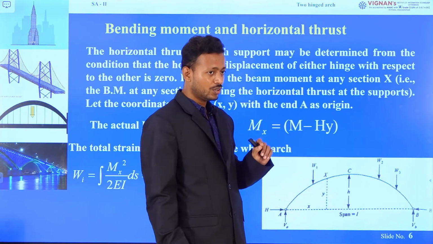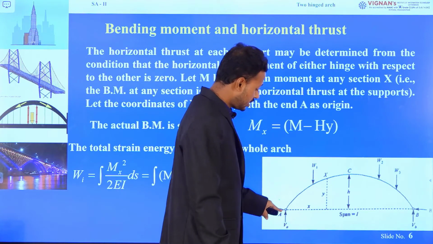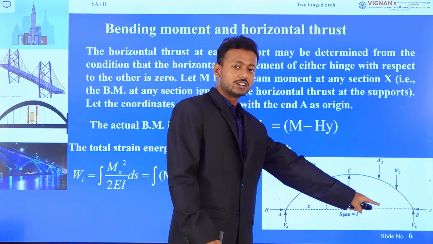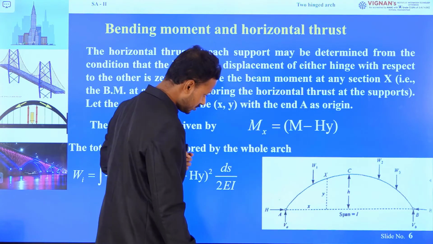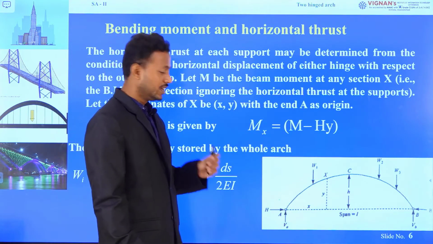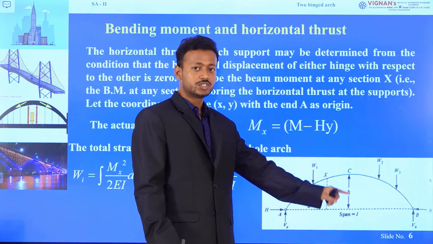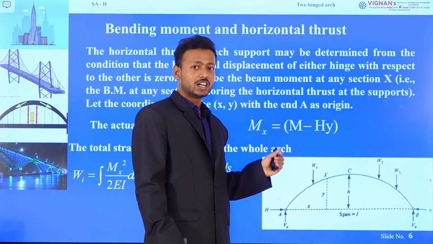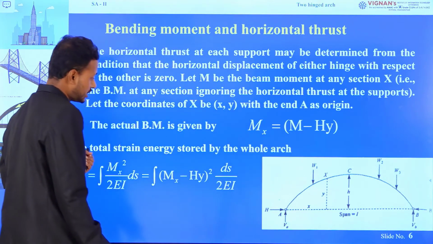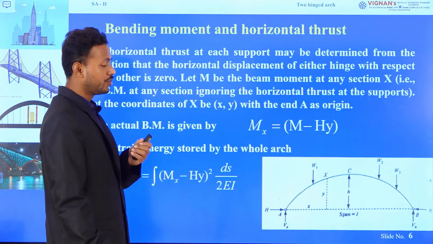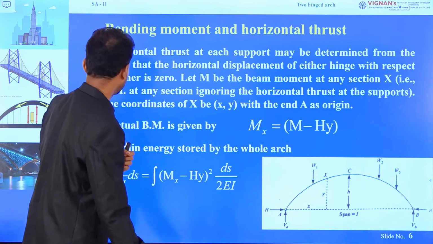That means the span of the arch structure will be constant. In no way will the supports of the arch move either in the inward direction or the outward direction. This condition we have to apply, and then we will find out the horizontal thrust.